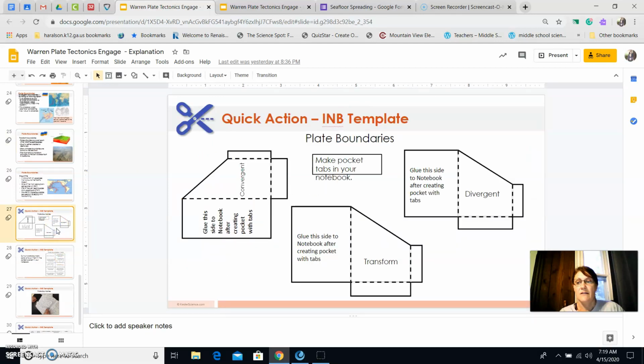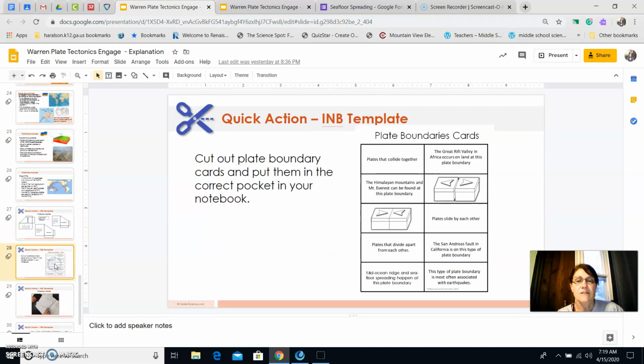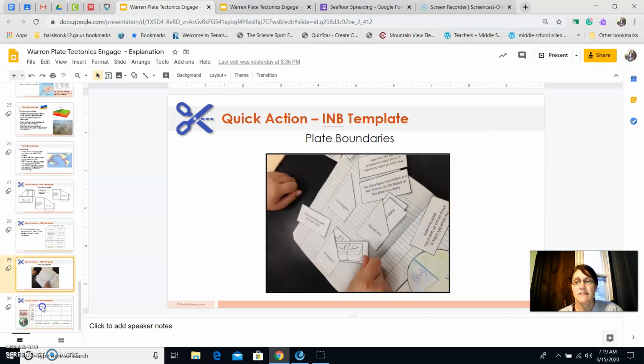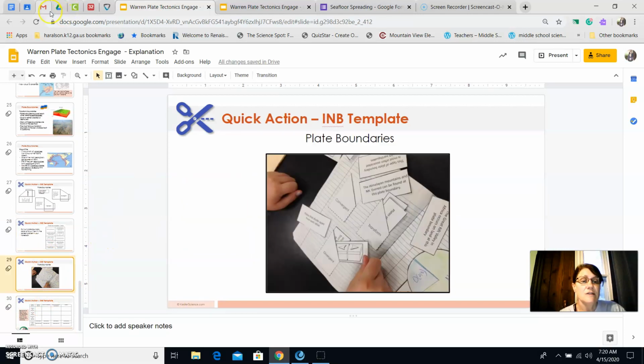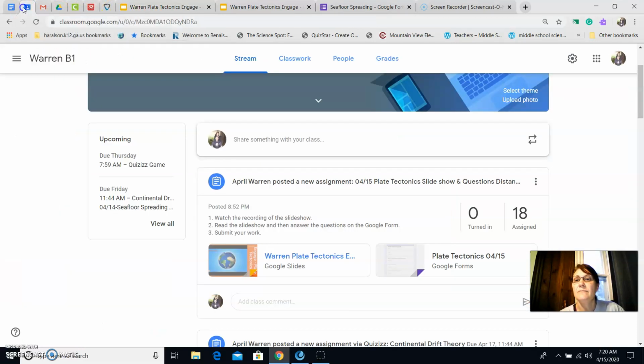There are some pages embedded like this that if we were in school together, which by the way I miss you guys bunches, we would be doing these different pages together for you to create and put in your notebook. But since we are doing this through distance learning, I have put the questions in Google Forms for you to answer. So if you see those pages, don't worry about them. You're not required to do them.